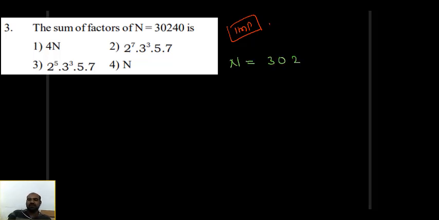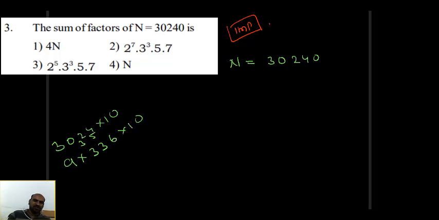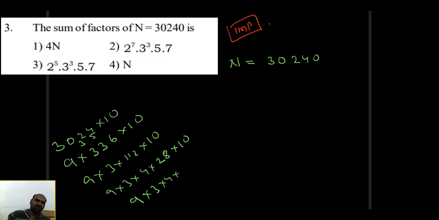I want to write n as a product of prime factors. Everyone knows how to write it. 3024 into 10, 4, 5, 6, 9, 9 divided by 9, 9 3s are 27, 3, 9 3s are 27, 5, 9 6s are into 10, so 9 into 3 into 112 into 10, 9 into 3 into 4 into 4, 2s are 8, 28s are into 10, so 3 square, afterwards I will write 4 into 7 4s are that one, 4 into 7 into 5 into 2.